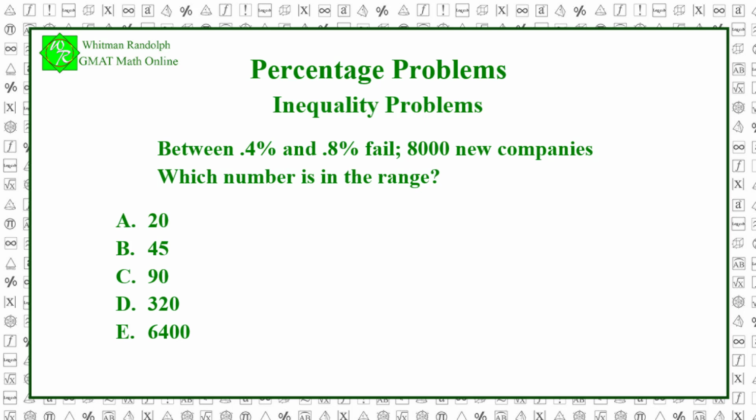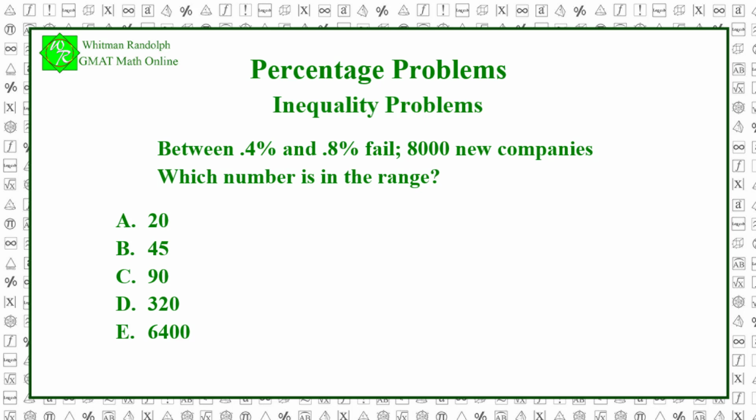Let's find the solution. This problem can be a little deceptive because it says 0.4% and 0.8%, and our natural inclination is to interpret that as 4% and 8%, or as 4/10 and 8/10, which would be 40% and 80%. But the actual numbers are less than 1%, which is less than 1/100th. So we have to treat them in that way. We apply 0.4% and 0.8%, therefore, to the number of 8,000 new companies to find out how many failed.